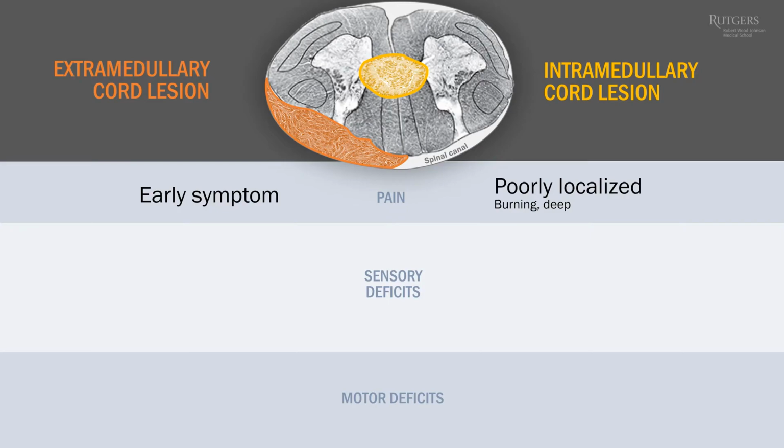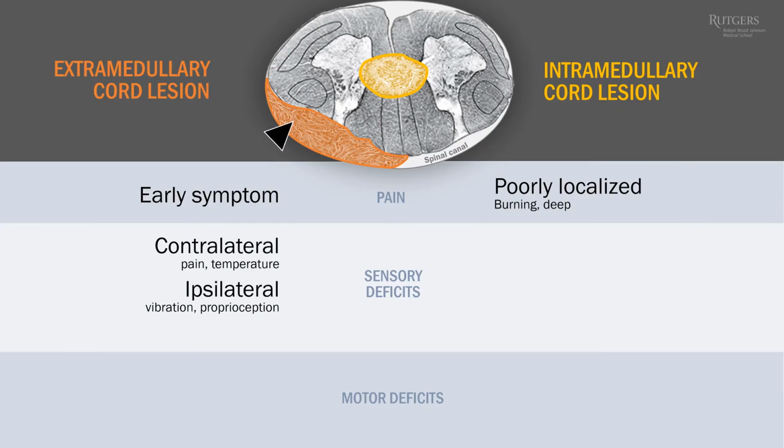When only one side of the cord is compressed, patients will have cross-sensory signs consistent with a hemicord lesion, meaning contralateral pain and temperature, and ipsilateral vibration and proprioception loss. But more often than not, compression ends up being bilateral. Cord is squeezed by the lesion on one side and against the spinal canal on the opposite side.